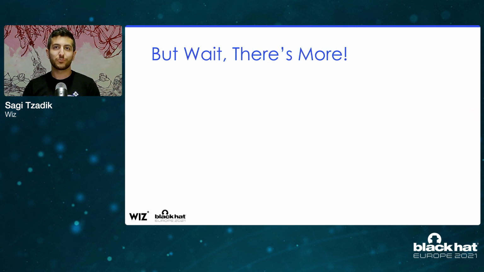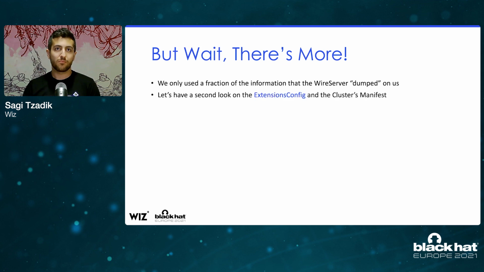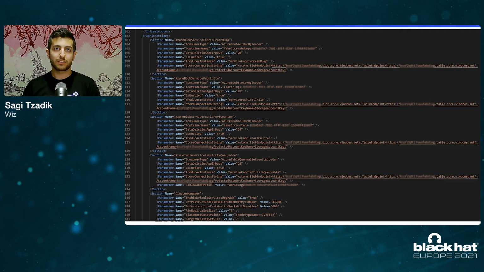You would think that we would be done by now, but we didn't stop here. We only used a fraction of the information that we obtained from the WireServer. Let's see what else we can find. Let's have another look at the extension config and the cluster manifest. This is a snippet from the cluster manifest, and as you can see, we have a couple of connection strings here for some Azure storage accounts. But unfortunately, these connection strings still require a key.